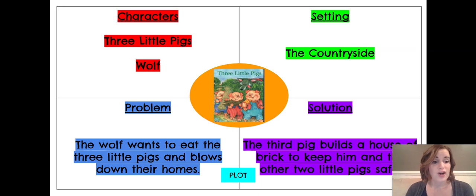So again, there are three main parts of a story. You have your characters, your setting, and your plot. Your plot consists of your problem and your solution. You're going to be using those elements of stories to help you with questions that you'll have with your story of the week, and then also some other activities with independent reading this week.